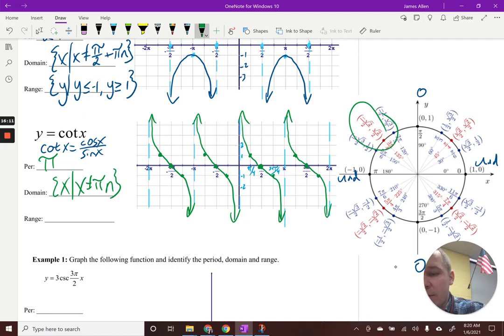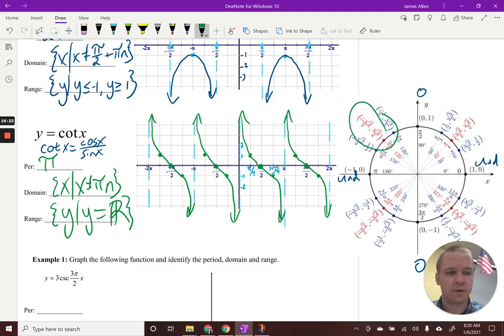Awesome. And then my range, well, my range is all real numbers. Y such that y, oops, all real numbers. Close the bracket. Boom. Wonderful. Nice. All 4 of them. So now we're going to do a couple examples where we got some crazier stuff going on.